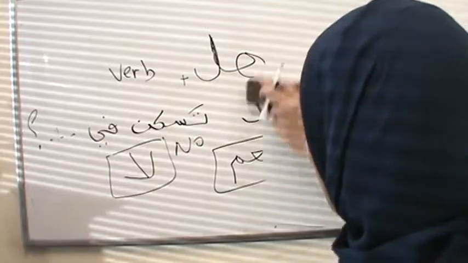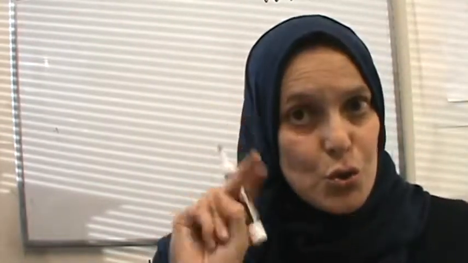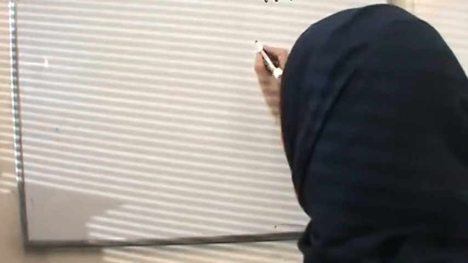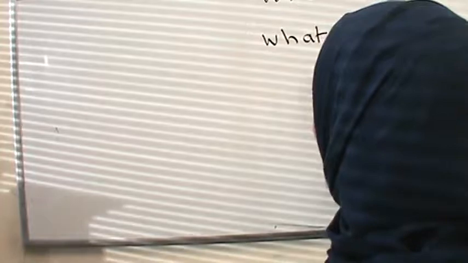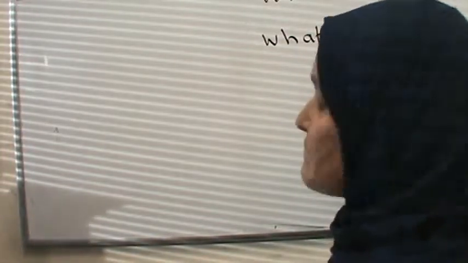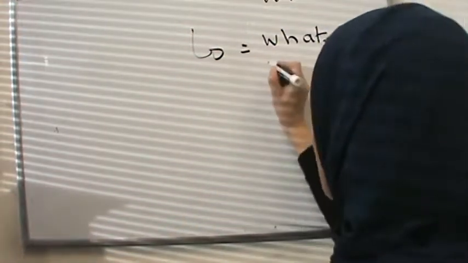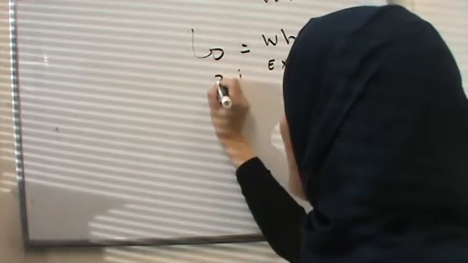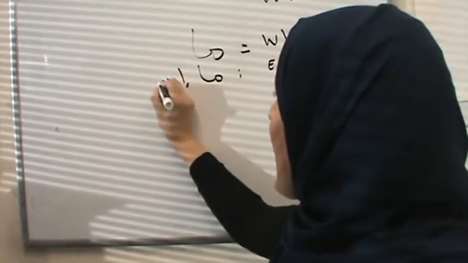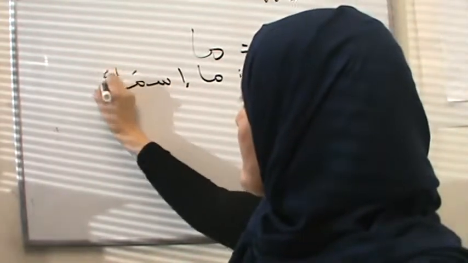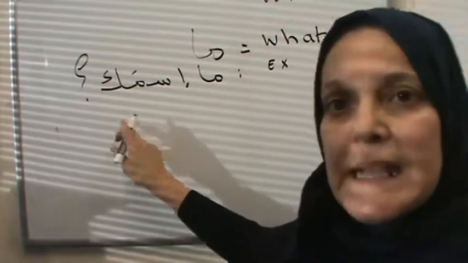Okay. So now I am going to go to my W's. I start with what. We have two what's in Arabic. The what that goes with noun. Example, what's your name? And this is ma. Example, ma ismak.